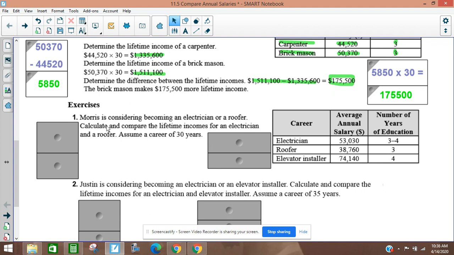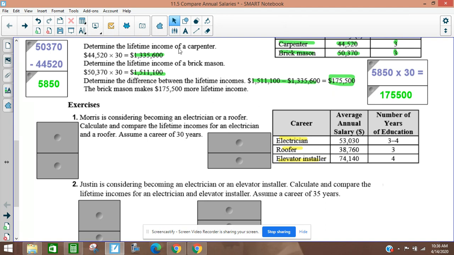So here's the first exercise. Now notice that there are 3 occupations on this one. We have electrician, roofer, and elevator installer. Morris is considering becoming an electrician or a roofer. Calculate and compare the lifetime incomes for an electrician and a roofer. Assume a career of 30 years. So once again, it's a 30-year career.